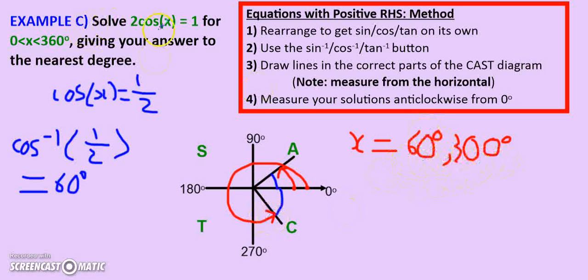Okay, and if you do 2 cos 60, you'll get 1. If you do 2 cos 300, you'll get 1, as long as your calculator is in degrees mode. So those are the two solutions there.